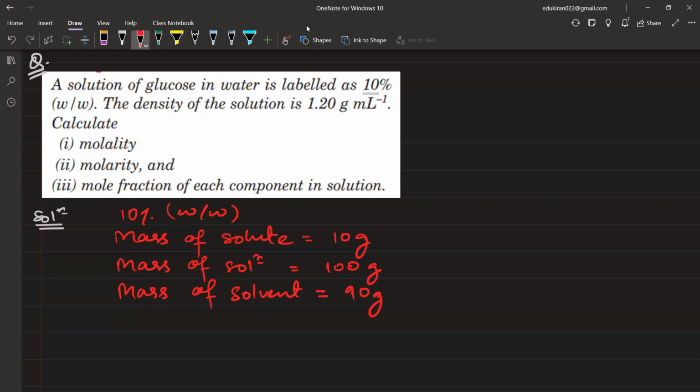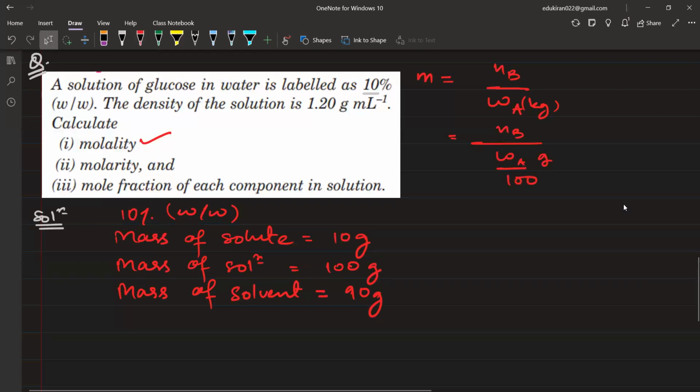Yes, sir. Now, once you have got the mass of solute, the mass of solution, the mass of solvent and everything, you can easily calculate the molality. What is molality? Molality is given by small m, which is equal to the number of moles of solute divided by the mass of solvent in kgs. I can write this also as number of moles of solute divided by the mass of solvent in grams, and in order to convert this to kg, I have to divide by 1000.